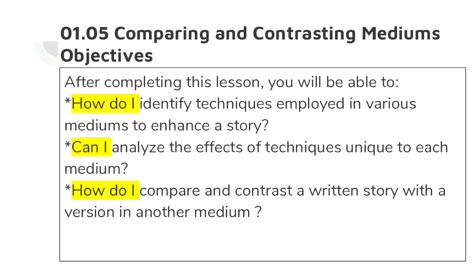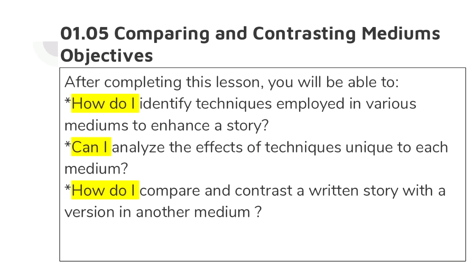So for 1.05, and for those of you following along, you can go right to 1.05, and you'll see on that second page of the lesson, it talks about your objectives. So 1.05 is comparing and contrasting mediums. The objectives to that: after completing this lesson, you will be able to. The things that I've highlighted in yellow, that's how I turned the objectives into questions. So I can use those as I go through and I take notes on the lesson.